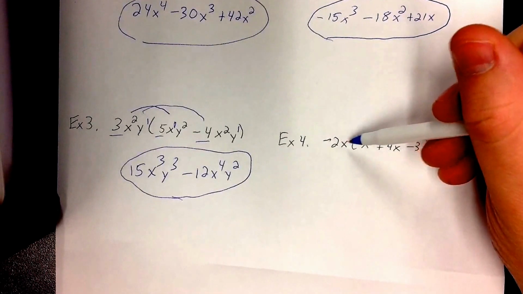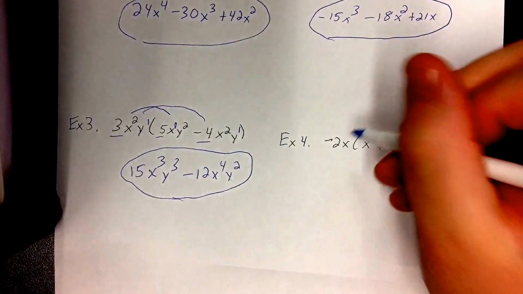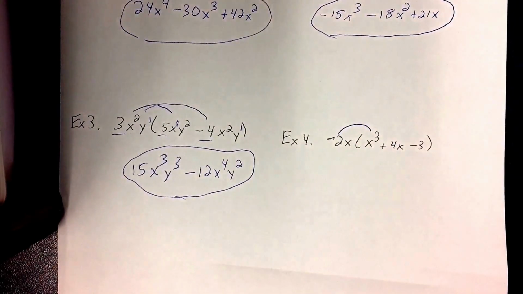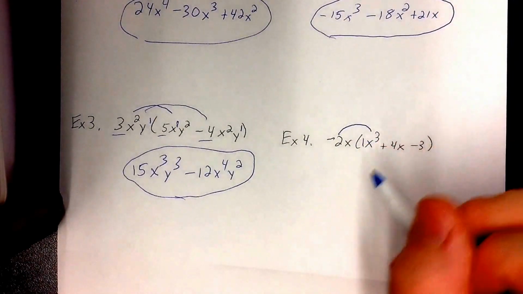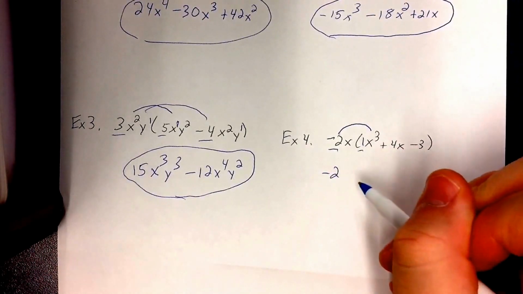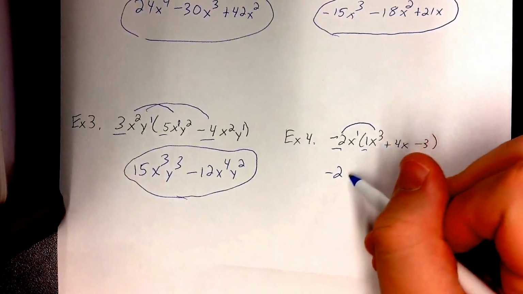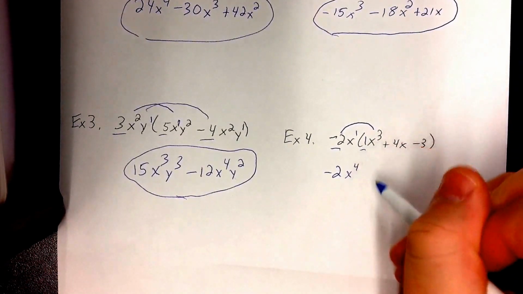Example 4, negative 2x times x to the third plus 4x minus 3. So negative 2x times x to the third. Again, there's an imaginary 1 here. So negative 2 times 1 is negative 2. Again, this is x to the first and x to the third, so I add 1 and 3 and get x to the fourth.